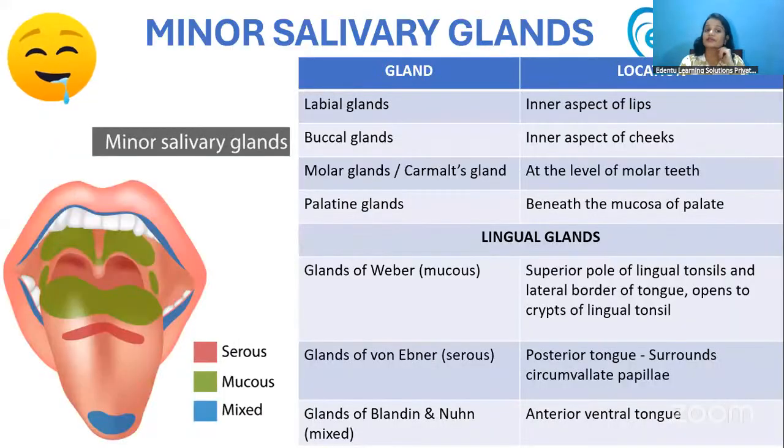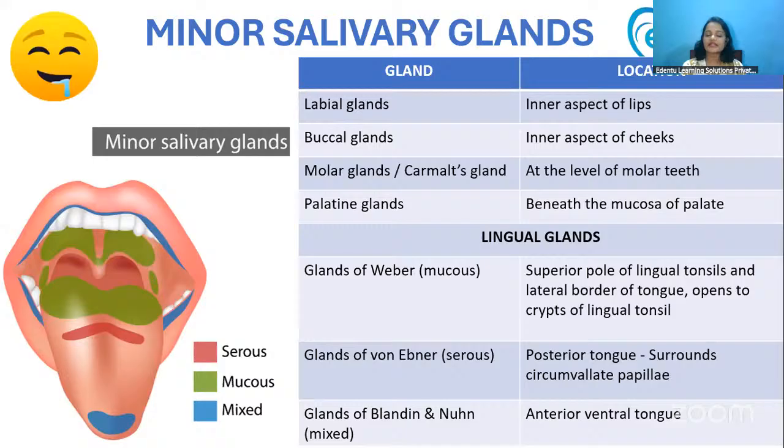But there are also minor salivary glands. These minor salivary glands are usually named according to the location in which they are present. We have the labial glands, buccal glands, molar glands, which are also called Karmal's glands, and palatine glands. Then in the tongue itself, there are lots of minor salivary glands, and each of these glands has its own specific name also.